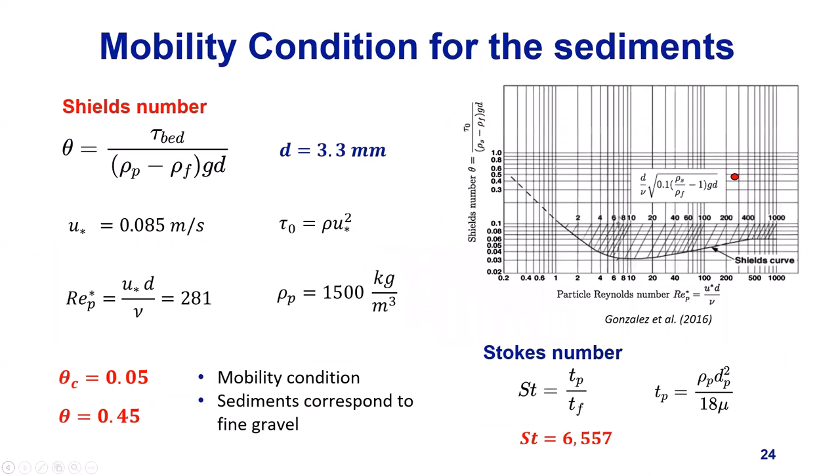Finally, we include particles in the in-house code. This is the last part. The particles are 3.3 millimeters, and we adjust the density in order to achieve certain mobility conditions. If you see the Shields diagram at the right, the red point is the mobility condition, but you have to remember that this is just with the friction velocity that we obtain in the simulations. The actual shear stress is much smaller because some energy is dissipated due to the boulders and the rough bed.